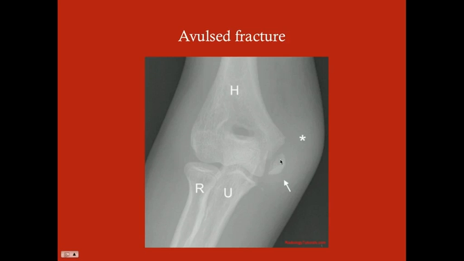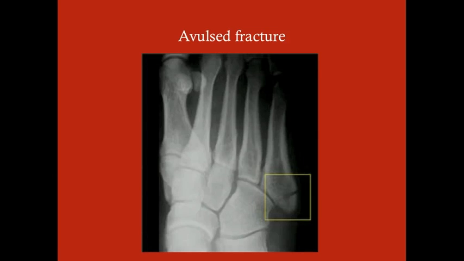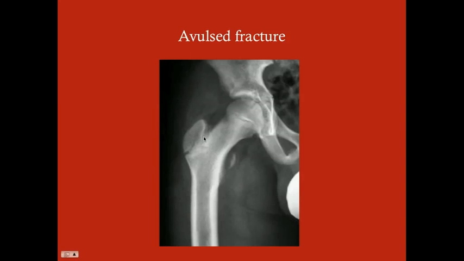So here's an avulsed fracture here of the lateral epicondyle of the humerus. Here's another one on the foot. This one's pretty subtle. And then here's another one of the lesser trochanter of the femur. You can see here that you've got some avulsion. Like I said, these happen near tuberosities because what do tuberosities do for the most part? They receive tendons.